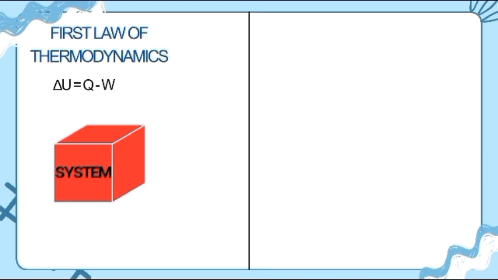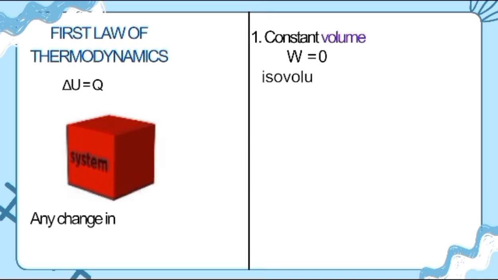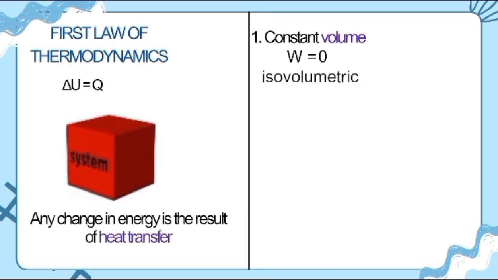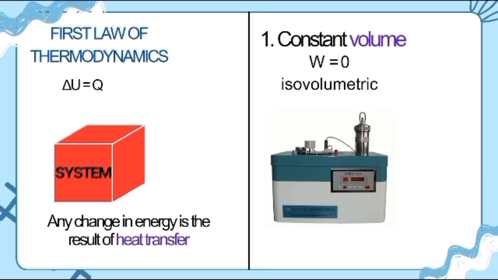If a process occurs where there is no change in volume for the system, that means that no pressure-volume work can be done on or by the process. So work is zero in such a case. Delta U equals Q, and any change in internal energy must be the result of heat transfer, in or out. This is called an isovolumetric process, meaning no change in volume. An example would be a bomb calorimeter, where a combustion reaction produces a change in temperature but the rigid walls result in no change in volume.